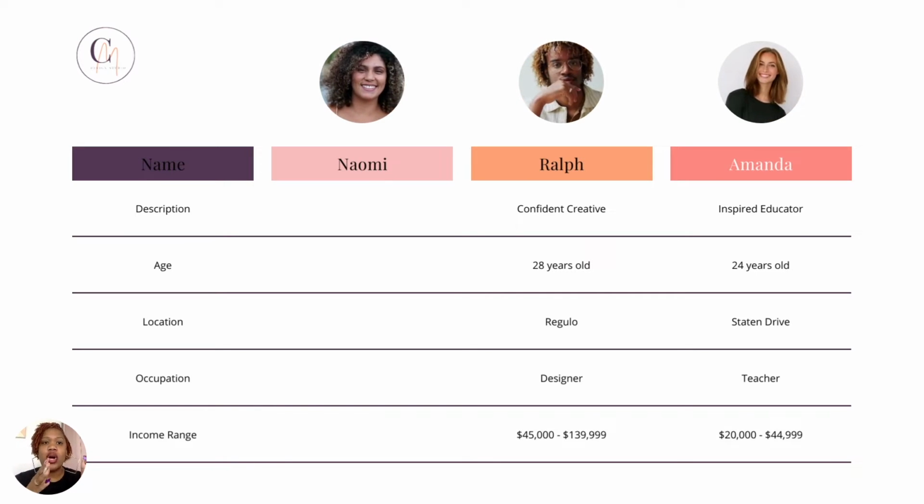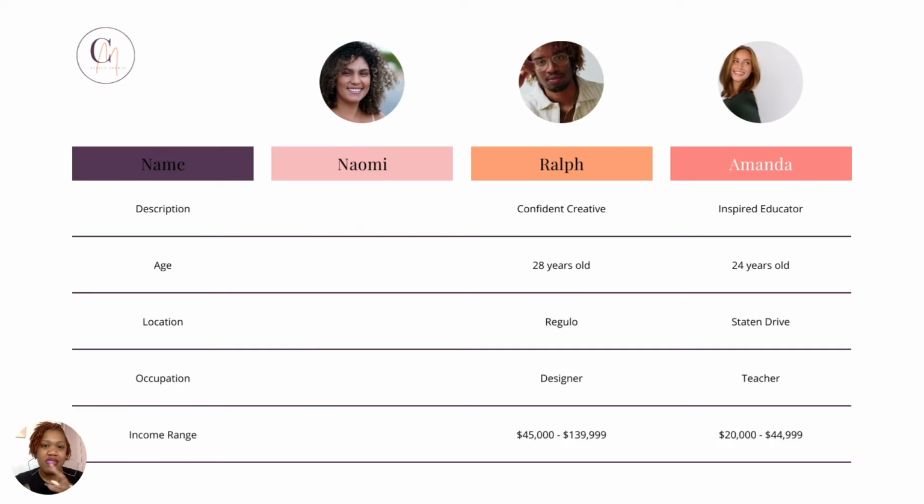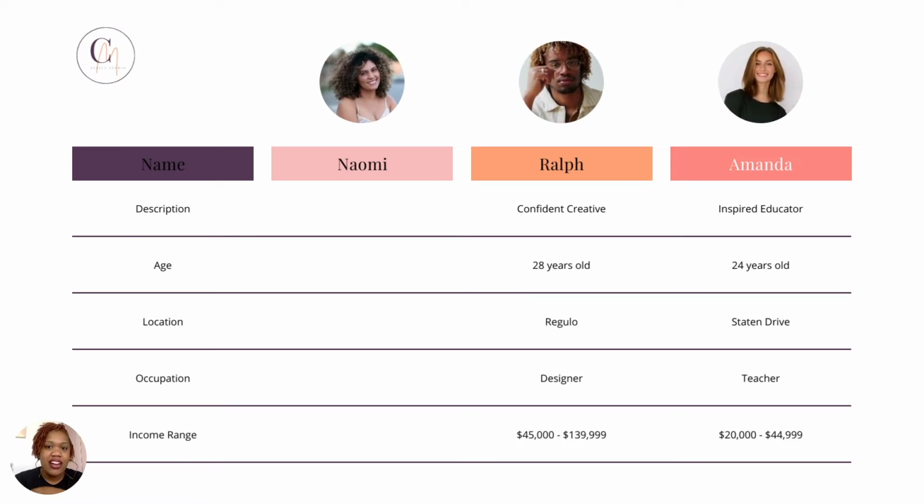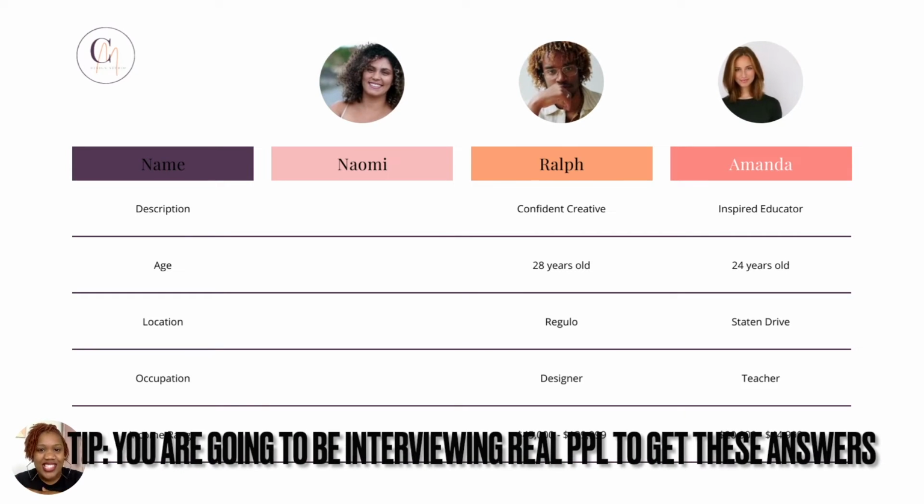So we're going to work on Naomi today. Wow, I already filled in kind of Ralph and Amanda. So these are three customer personas or types of folks that could potentially be your customers. So a description: Ralph is a confident creator. Amanda is an inspired educator. Ralph is 28 years old.